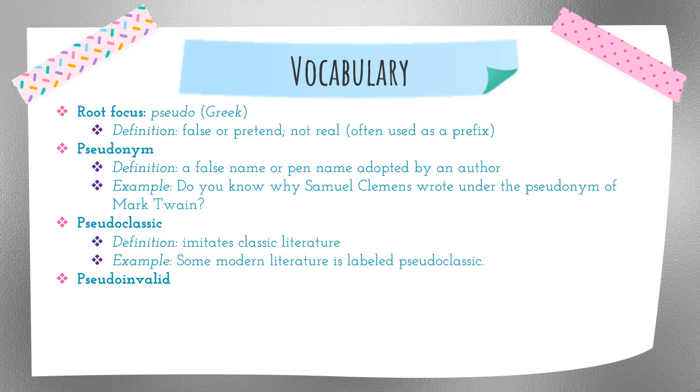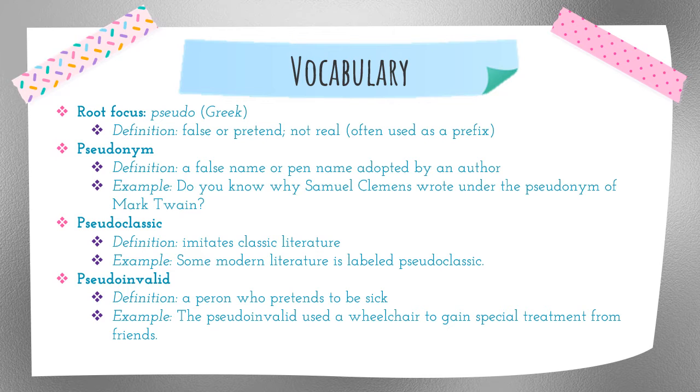Pseudo-invalid. Okay, an invalid is someone who is sick. So what do you think pseudo-invalid would be? A person who pretends to be sick. Very good. Someone who's not sick, but they act like they are. For example, the pseudo-invalid used a wheelchair to gain special treatment from friends. Oh, that's low, isn't it? If you don't need a wheelchair and then you go and use it, yeesh. But that person would be a pseudo-invalid. They're not actually sick, they're just pretending to have problems. So they get attention.